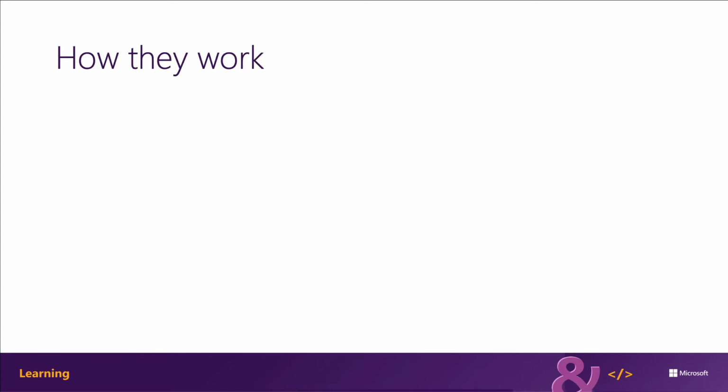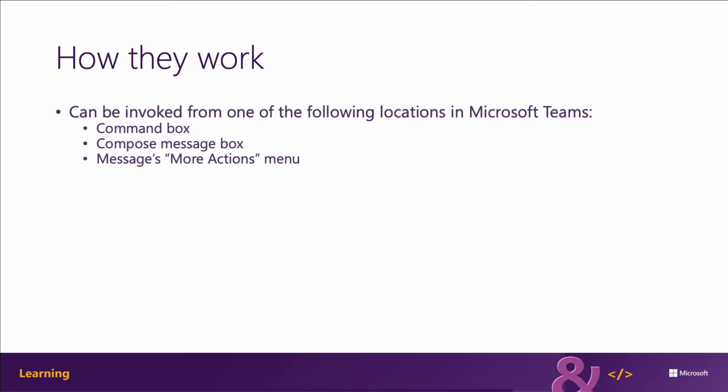Messaging extensions are registered in your custom Microsoft Teams app manifest, which specifies where the extension can be invoked from in the Microsoft Teams client. There are 3 locations that can invoke a messaging extension. The command box is the area at the top of the Microsoft Teams client. The compose message box is the area at the bottom of a one-to-one or group chat and at the bottom of a conversations tab in a channel. The message's more actions menu is accessible from the 3 dots when you hover over a message in a conversation.